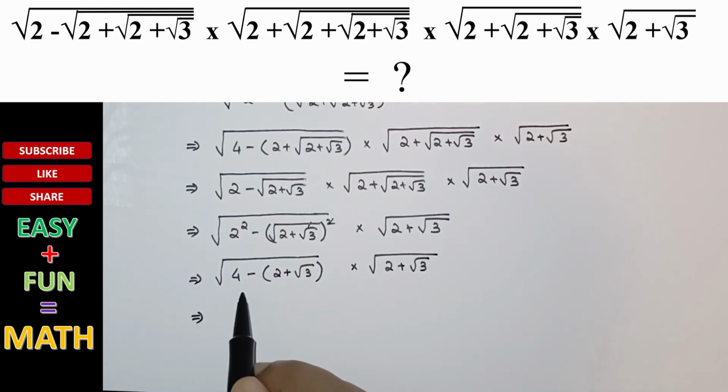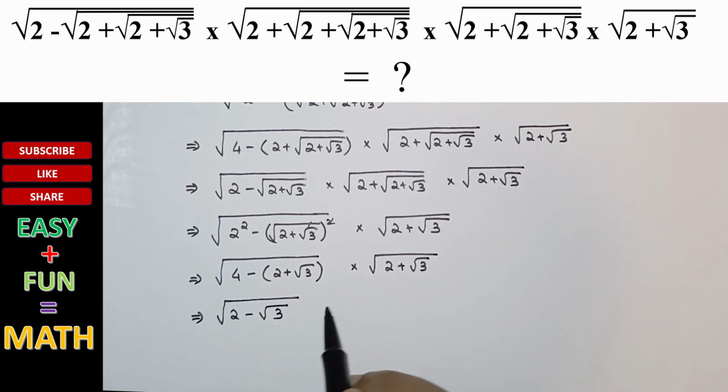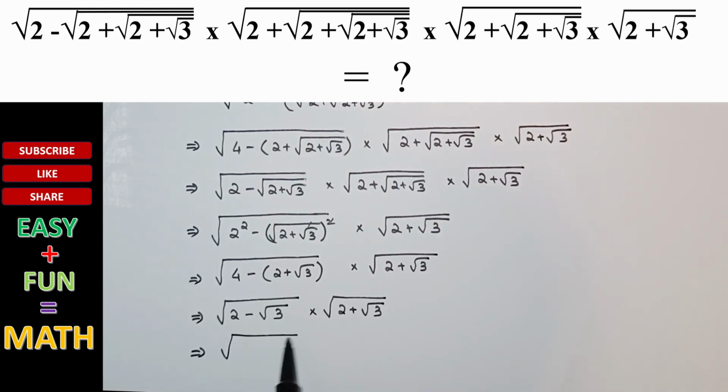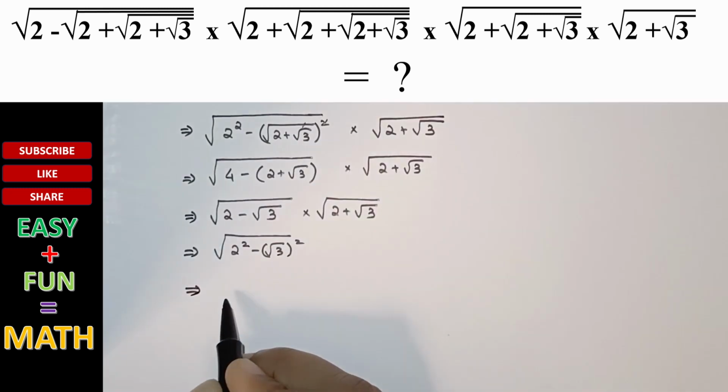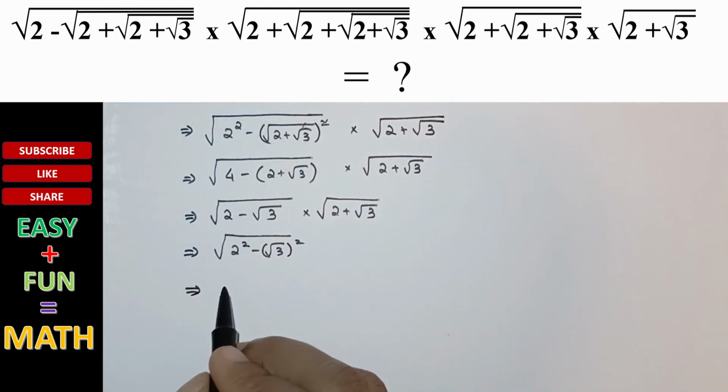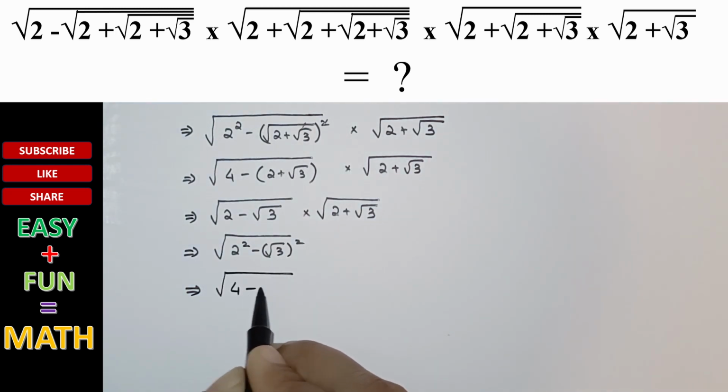Now the first term becomes root of 2 minus root 3 and the second term is root of 2 plus root 3. So it is a minus b into a plus b. So that will be root of 2 square minus root 3 the whole square. So it is equal to square root of 4 minus 3. So the answer is 1.